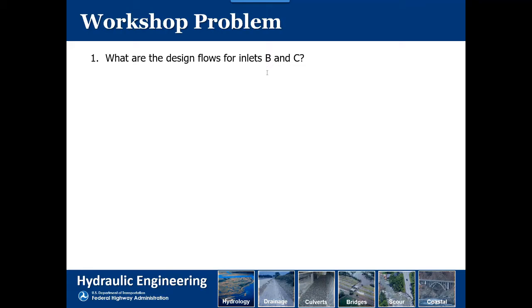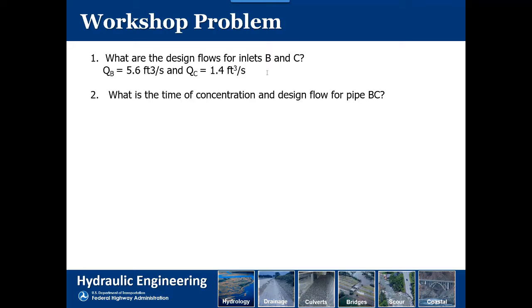And did you see the method and all the assumptions in the rational method? Don't go to the 100. Okay, so anyway, inlet B was 5.6, and what was C? 1.4. Yeah, that's right. Everybody get that? Great. Question 2. What's the time of concentration and design flow for pipe BC? What's the time of concentration?